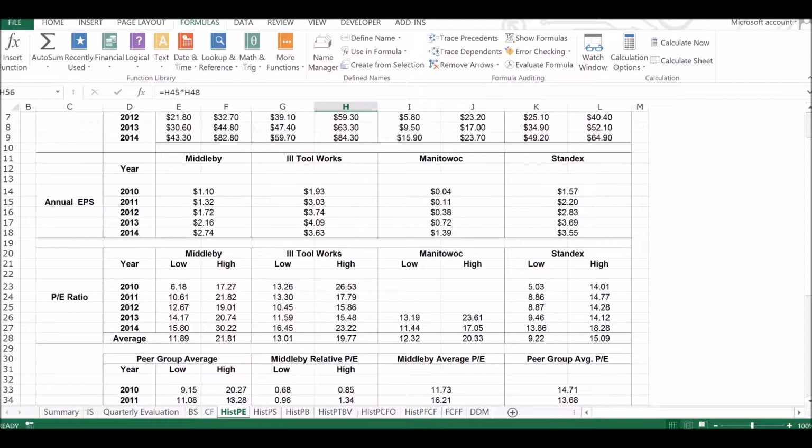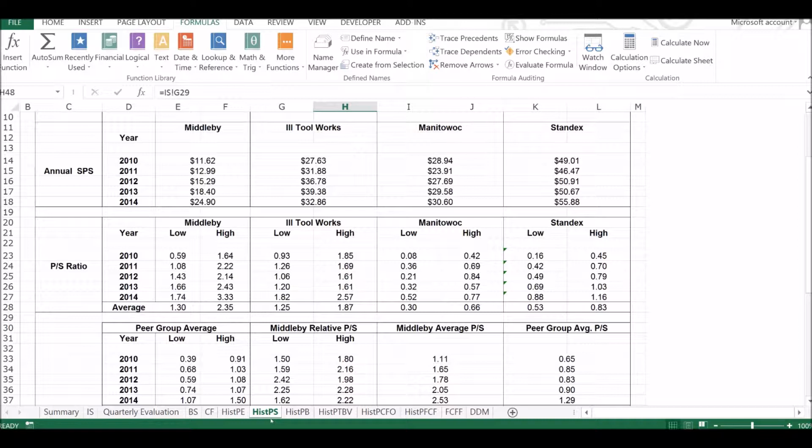Now, the reason for that is because if your company or peer companies had negative earnings in several of the years, net income is the base point for cash flow from operations and free cash flow. So any negative earnings is going to show negative cash flow from operations, negative free cash flow as well. So in those circumstances, you would use the historical price to sales.